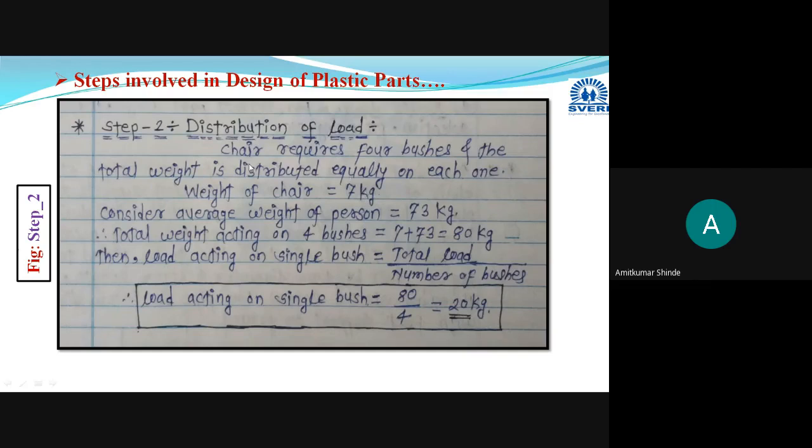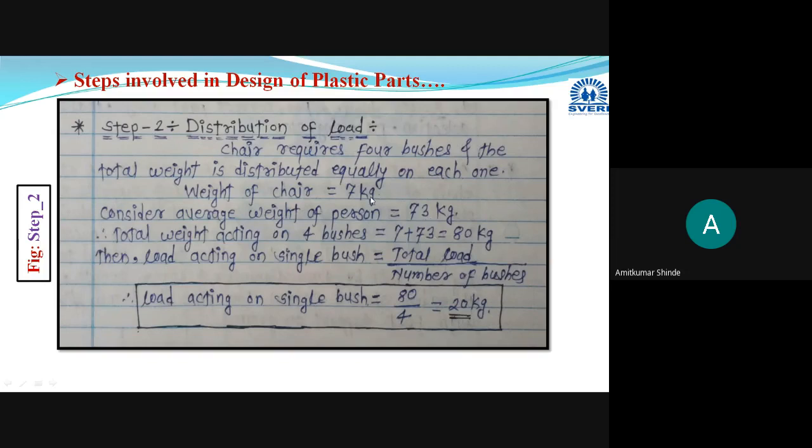I will explain it. The chair requires four bushes, and whichever total load is there, that total weight is distributed equally on each bush. The weight of the chair is 7 kg. Here we will consider the average weight of a person. I have considered 73 kg here, just for simplification of the calculations.